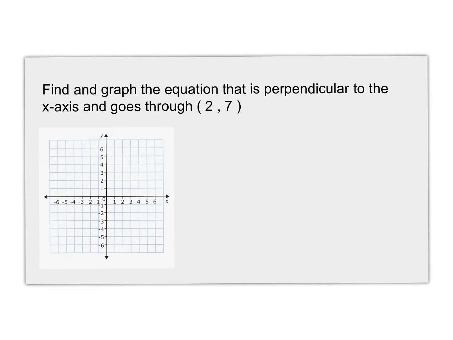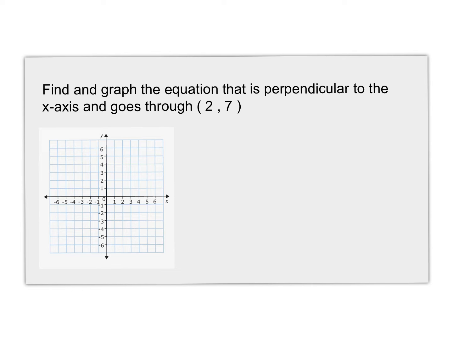In this tutorial lesson, we are going to be finding and graphing equations that are either perpendicular or parallel to a specific axis and goes through a specific point. So in this one, it says to find and graph the equation that's perpendicular to the x-axis. Well, if this is the x-axis and it's horizontal, then a perpendicular equation would be a vertical line that goes through the x-axis.